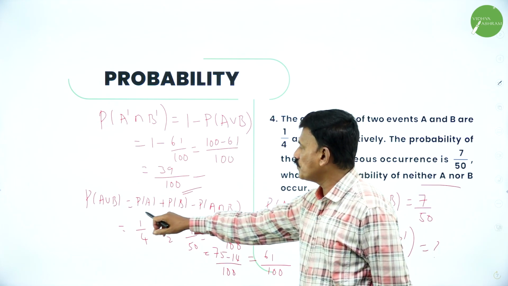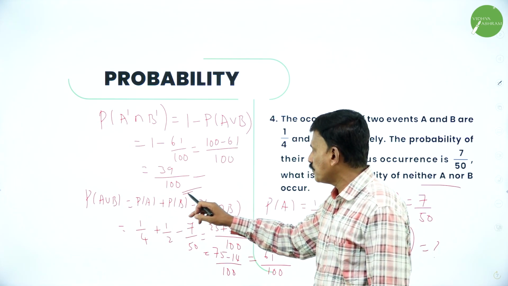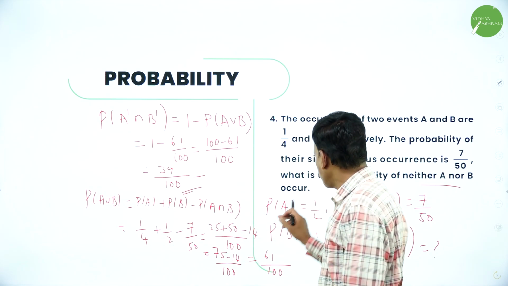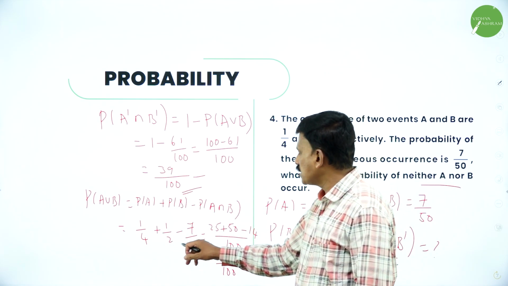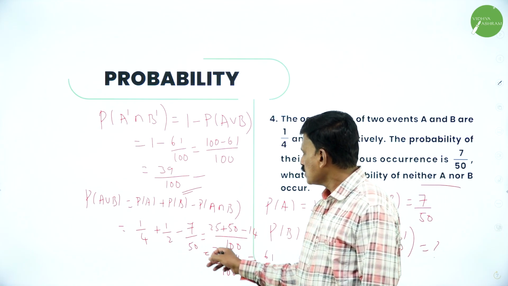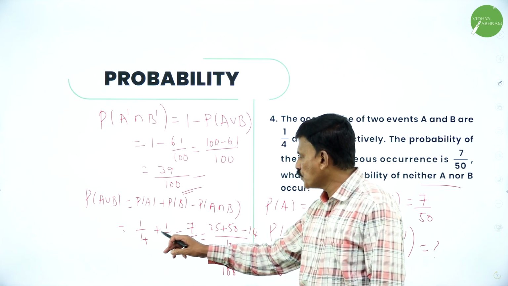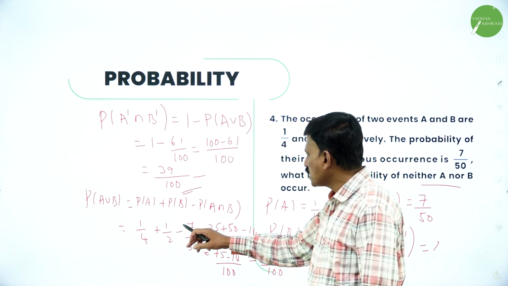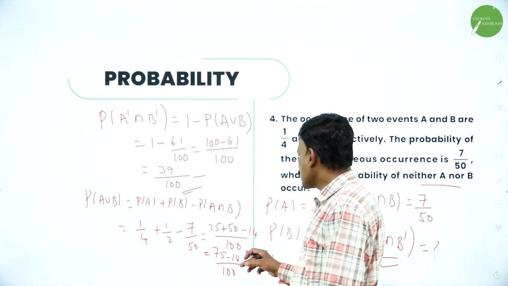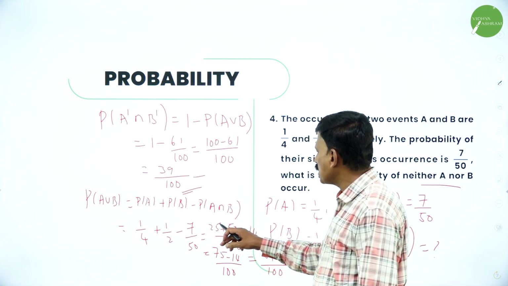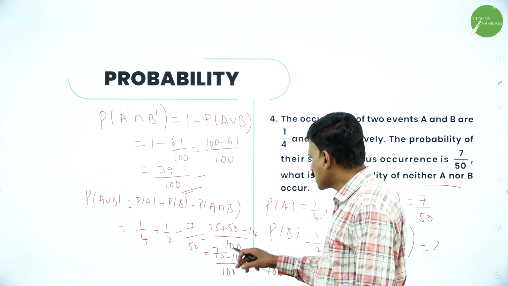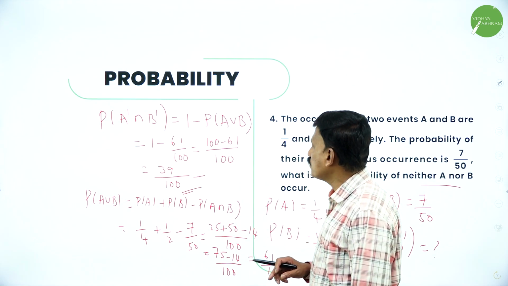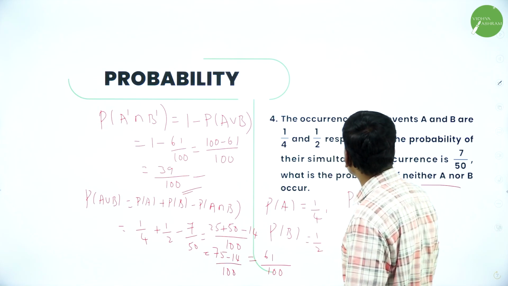You know the formula for probability of A union B: probability of A plus probability of B minus probability of A intersection B. That is 1 by 4 plus 1 by 2 minus 7 by 50. Take the LCM, which is 100. 100 divided by 4 is 25, 100 divided by 2 is 50, and 100 divided by 50 is 2, and 7 twos are 14. So 25 plus 50 is 75, minus 14 is 61. So 1 minus 61 by 100 is 39 divided by 100.